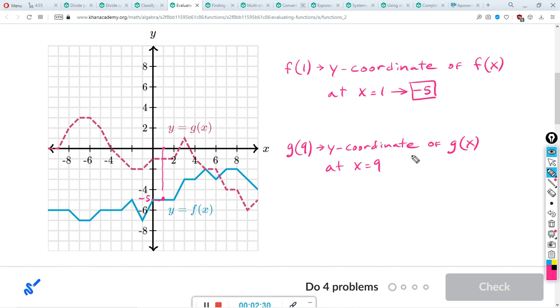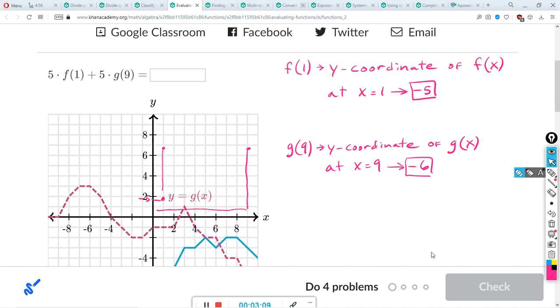Alright, and the y coordinate of g of x at x equals 9. G of x is this graph right here, the dashed line. Okay, let's go to x equals 9. Here's the x-axis. Trace it 6, 8. Here's x equals 9. Okay, so we want the y coordinate. We go down here to the graph for g of x, and it's right here. Okay, so I'm going to trace it to the y-axis, and that's going to be a negative 6. Okay, so this is negative 6. So that was the hard part. The rest of it's easy.